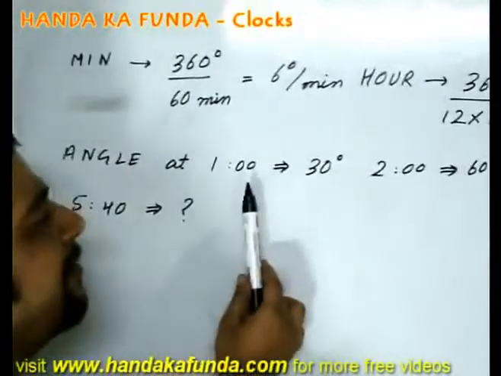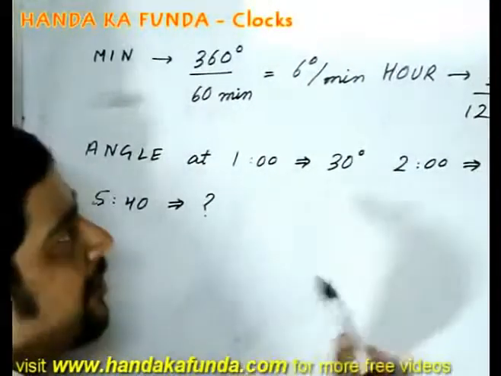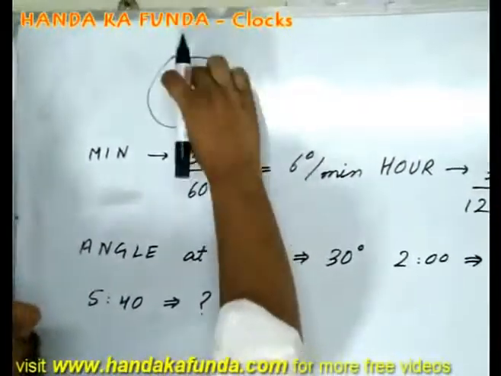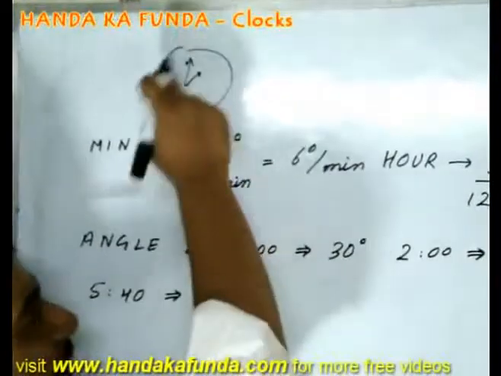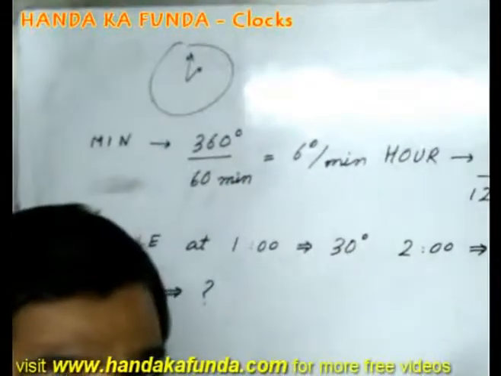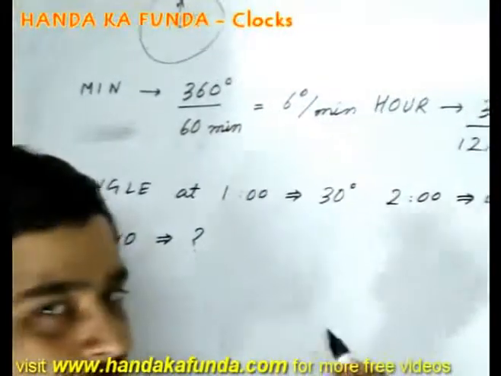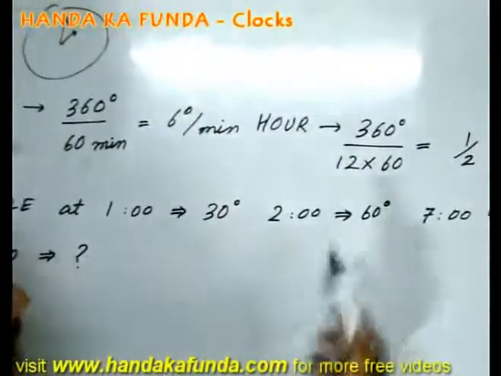Say, what will be the angle between the two hands at 1 o'clock? At 1 o'clock, my clock will be shaped something like this. So one gap, what will be the angle? In 12 gaps, the angle is 360 degrees. So in one gap, that is at 1 o'clock, the angle will be 30 degrees. At 2 o'clock, it will double to 60 degrees.